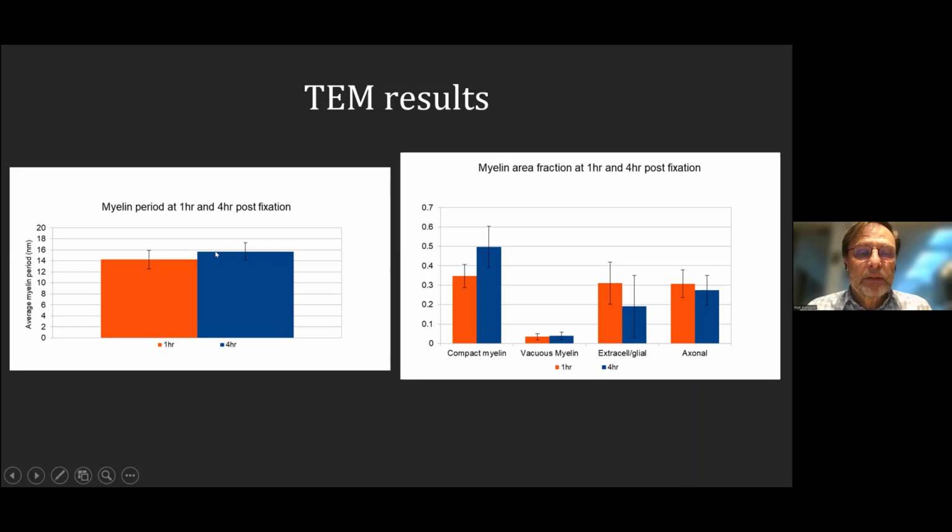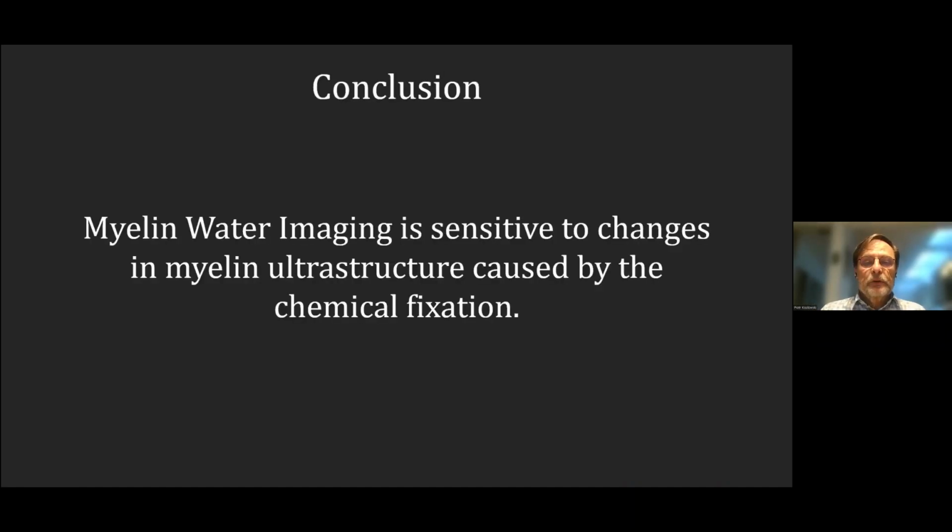So definitely this fixation process affected the myelin period. The compact myelin, which is basically this area that covers myelin, also increased at 4 hours post-fixation. That indeed suggests that this process of chemical fixation causes these changes in myelin structure.